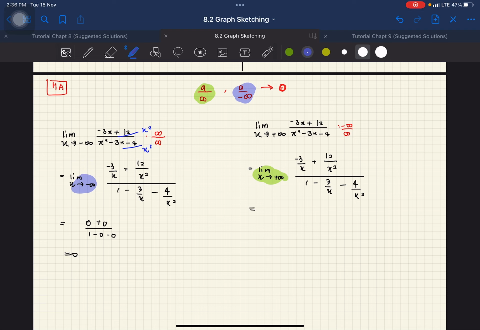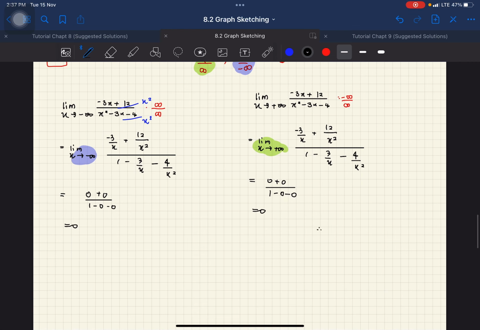Benda yang sama sahaja. Okay, so maksudnya dekat sini awak akan dapat 0 tambah 0 bahagi 1 tolak 0 tolak 0 sama dengan 0. Okay, so conclusion yang kita boleh buat adalah HA is y equals to 0. Okay, let's say lah kalau dekat sini awak dapat nilai 1. Awak dapat nilai selain 0 lah, dapat 1. Okay, so maksudnya awak punya horizontal asymptote sekarang ada 2. Satu 0, satu lagi adalah 1. Okay, so kalau berbeza, dua-dua tu adalah awak punya HA. Kalau 1 dan 1 sajalah jawapan awak. Okay, so that's it for horizontal asymptote.